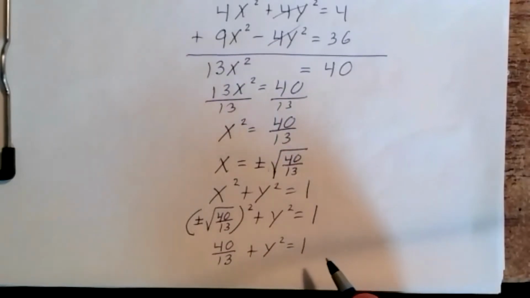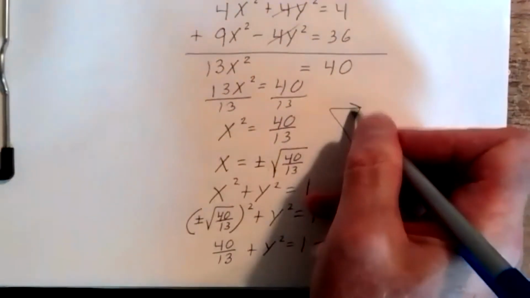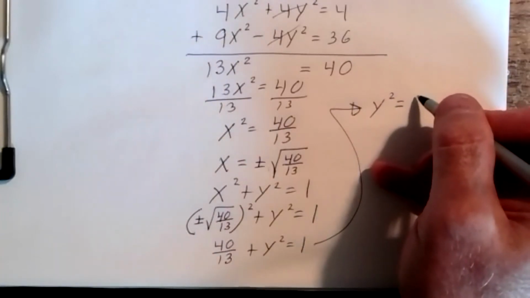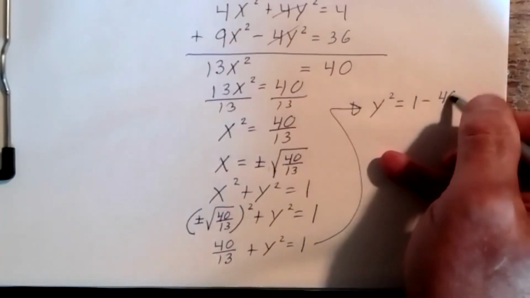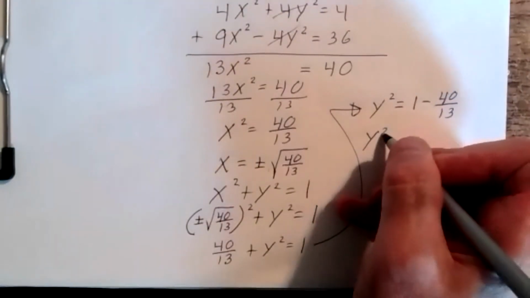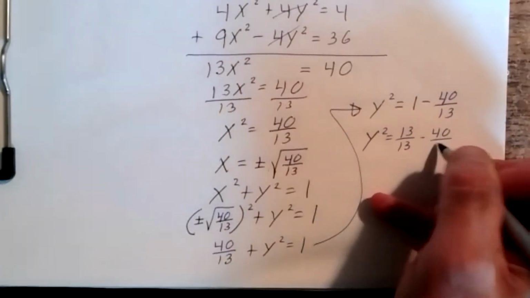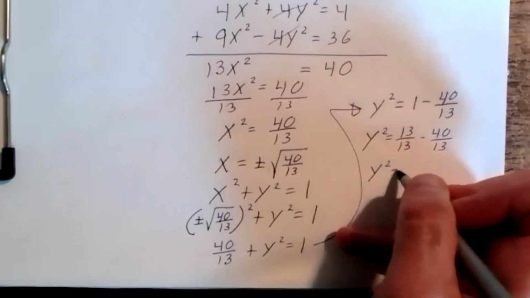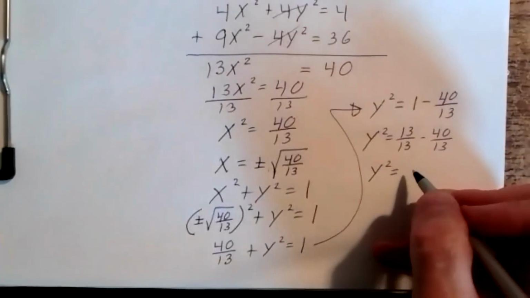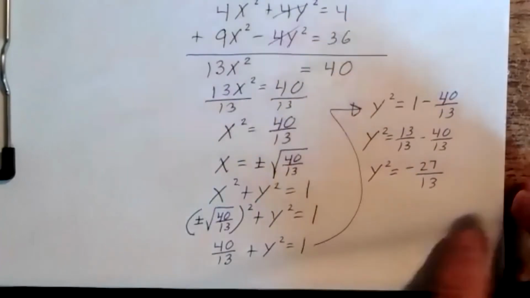What we're going to do now is solve for y squared by subtracting 40 13ths from both sides of our equation. We subtract it from the left, of course, it drops out. To the right, we're going to have 1 minus 40 over 13. Common denominator of 1 and 13 is 13. Another name for 1 is 13 13ths. 13 13ths minus 40 13ths is going to net us what? What's 13 minus 40? Negative 27, I believe.